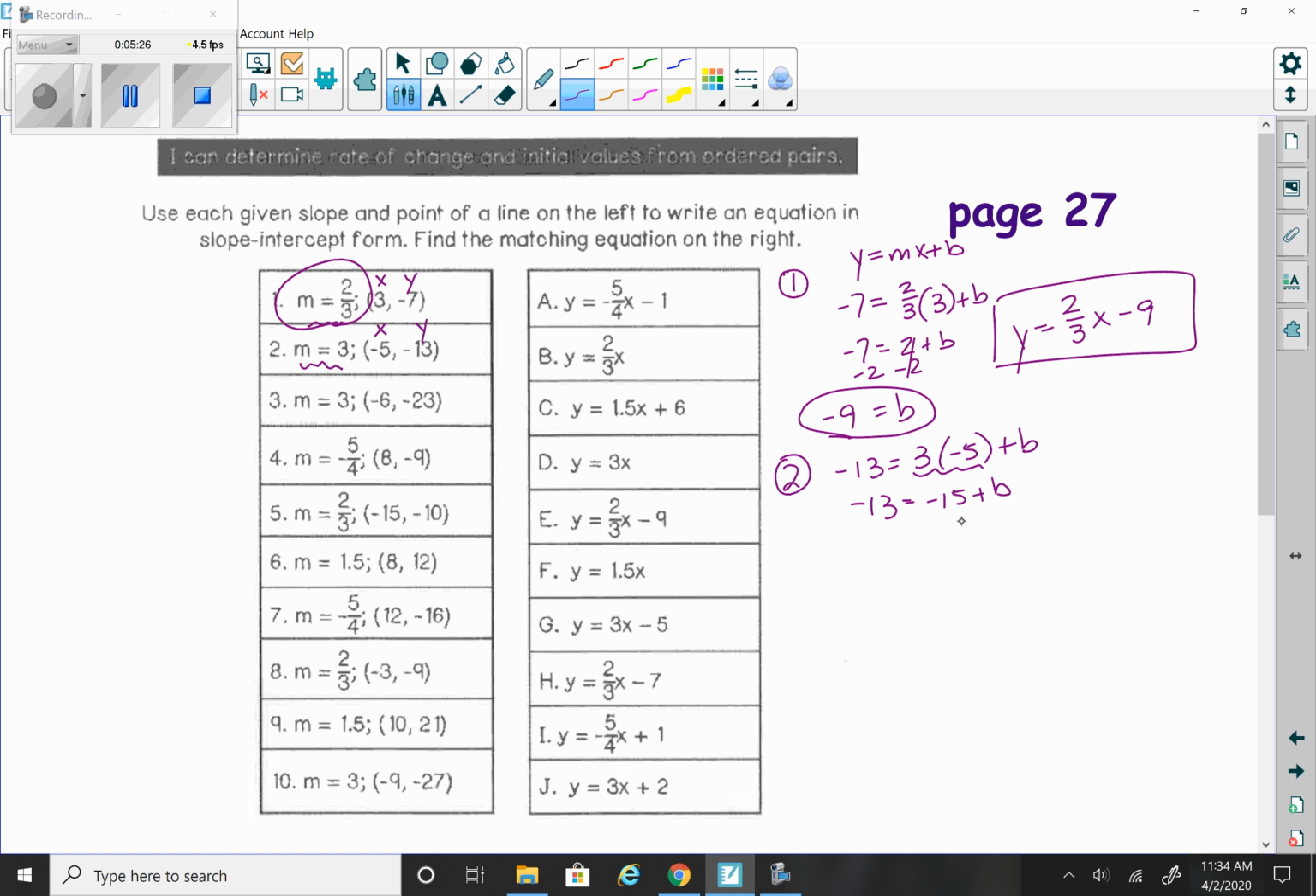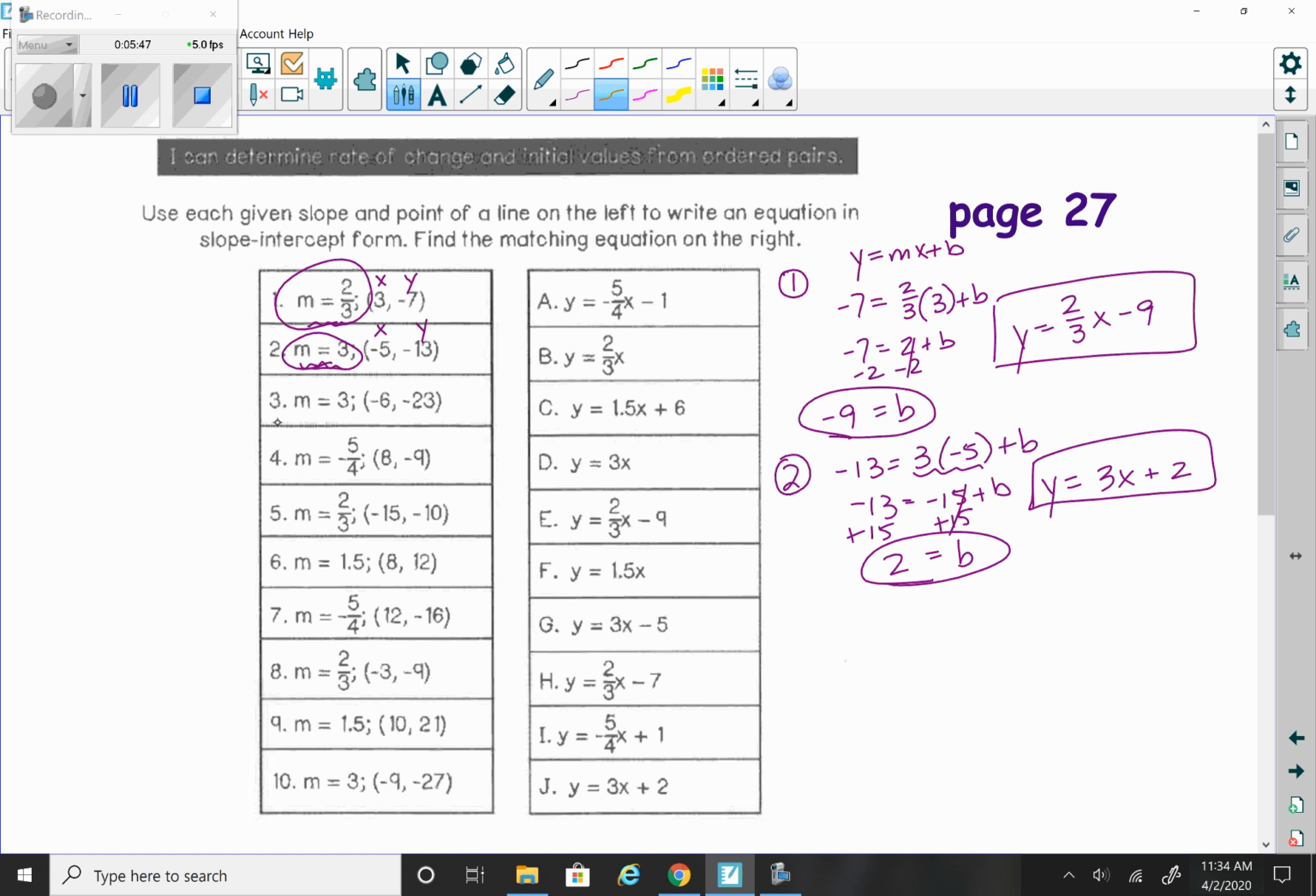And again, you want to get the b by itself. So you're going to go ahead and add the 15 over to the left side. So I get a b value of 2. So again, now using my y-intercept of 2 and my slope of 3, I have an equation y equals 3x plus 2. I would like you to go ahead and try for me right now.